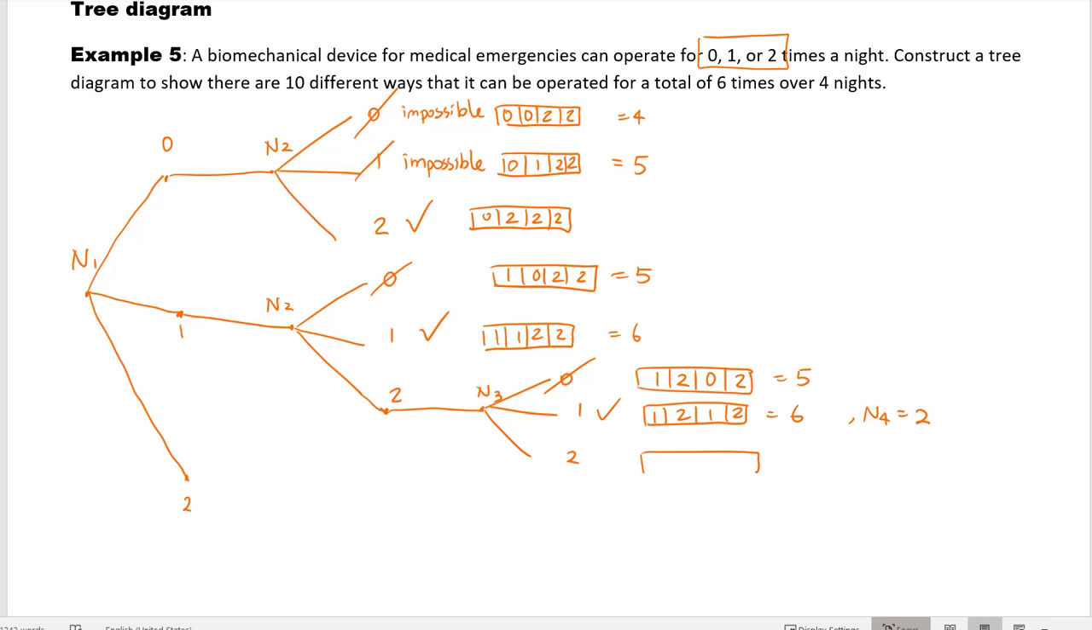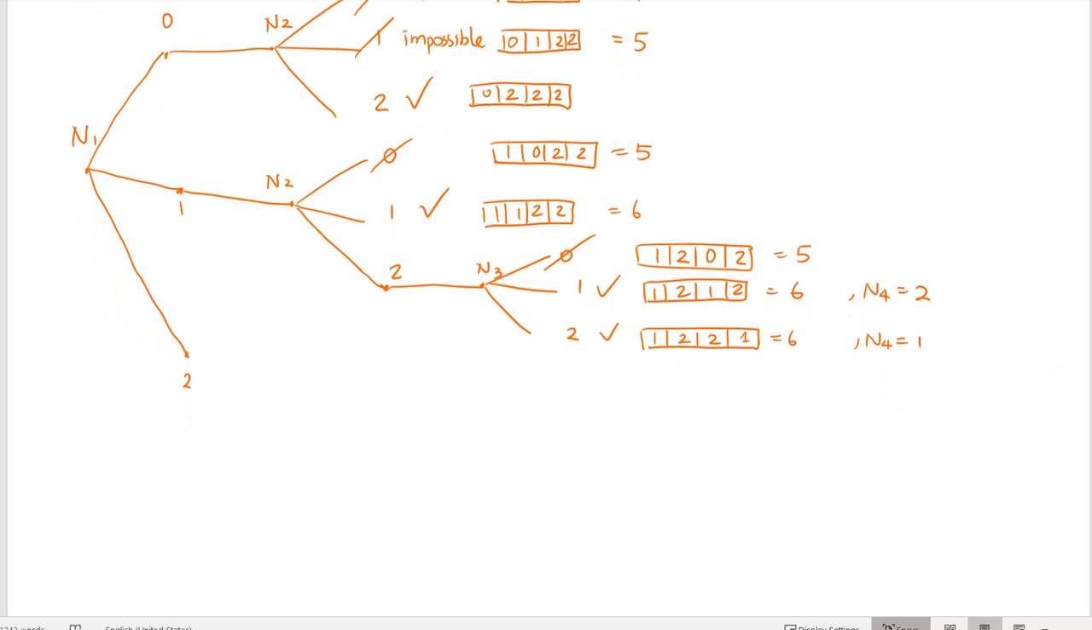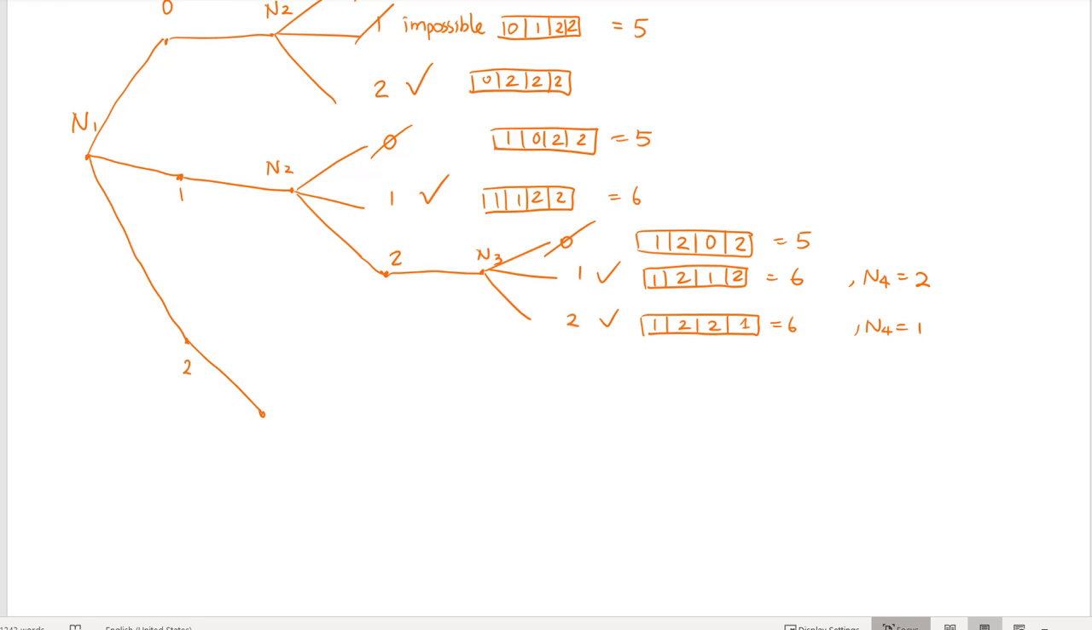Okay, how about this one? 1, 2, 2. Then this must be 1 because we want the total to be 6. So N4 must be 1. And this is okay. Alright, let's continue. So we go to N2 and it could be 0, 1, 2. With 0, then we can have 2, 0. We can have 2, 2, then the total is 6. So this is good.